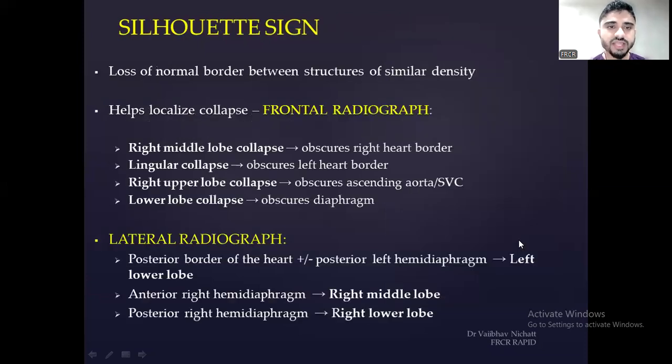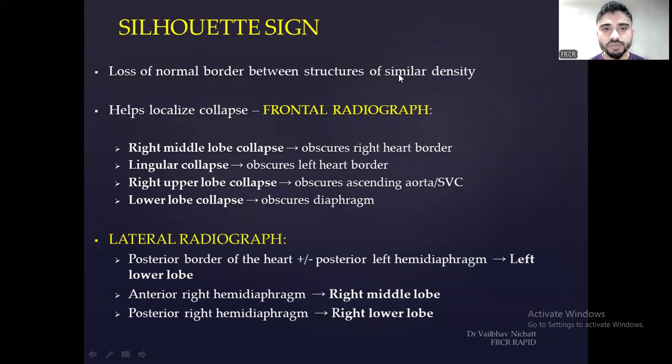Coming to the last sign, that is Silhouette sign. Silhouette sign is the most important sign in chest radiology. It helps you in identifying many different conditions, from masses, from nodules, from collapses. So you should be knowing Silhouette sign in detail. So what is Silhouette sign? Silhouette sign is basically a loss of normal border between structures of similar density.